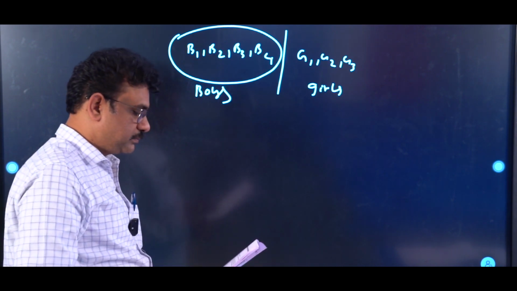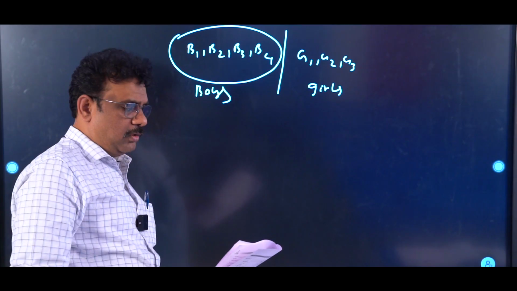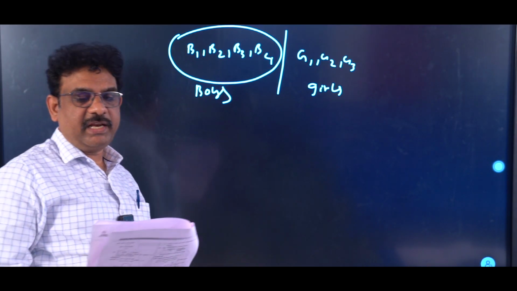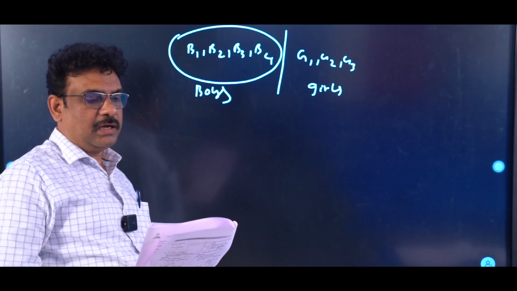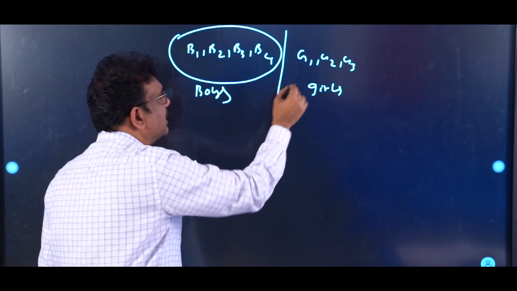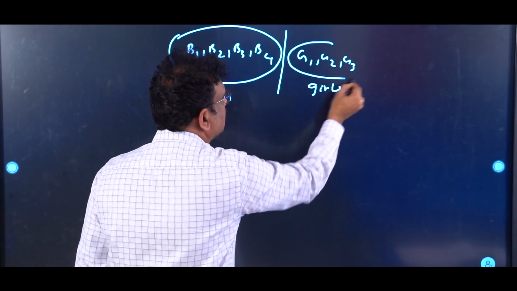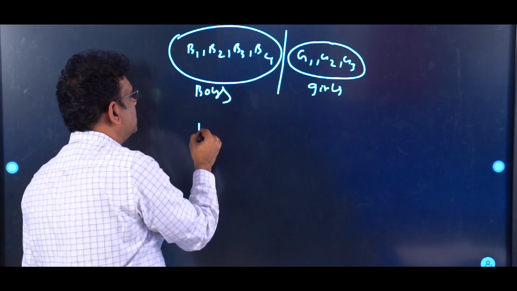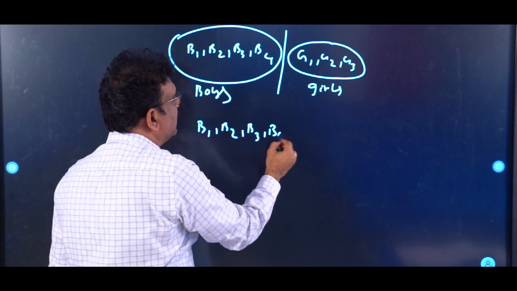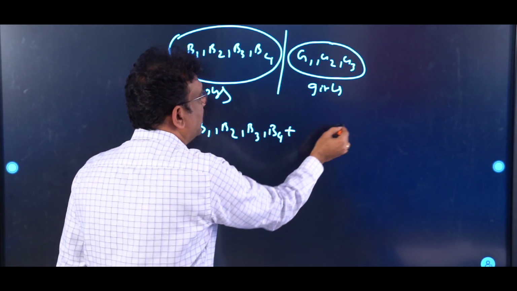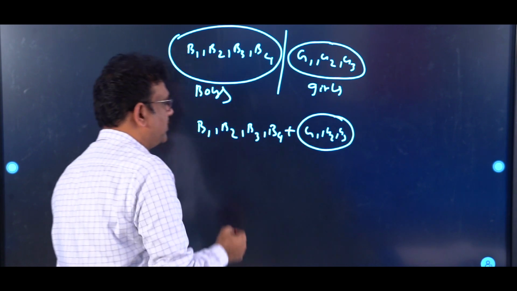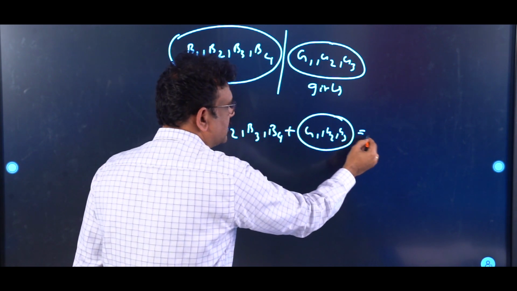3 girls. Now, 4 boys and 3 girls are to be seated in a row such that all girls sit together. So all girls sit together means treat these 3 girls as 1 unit. So now B1, B2, B3, B4 plus 1 unit of girls, G1, G2, G3. So 4 plus 1, 5 objects.